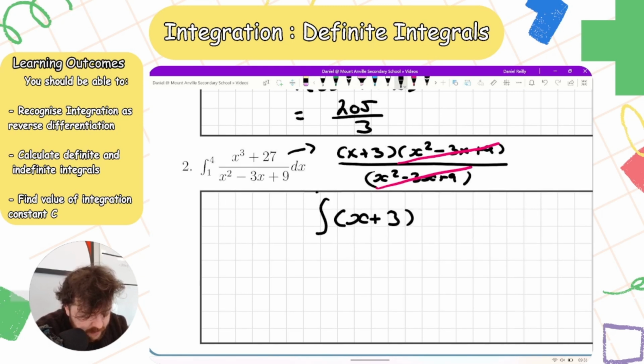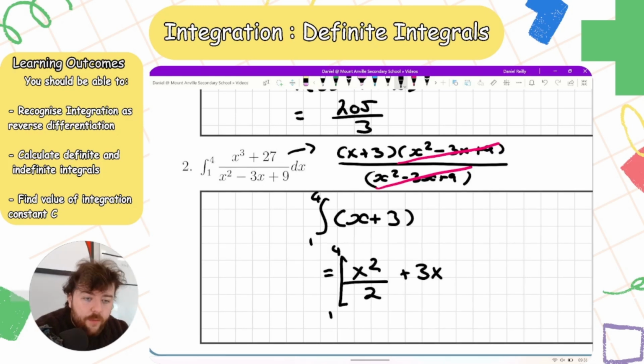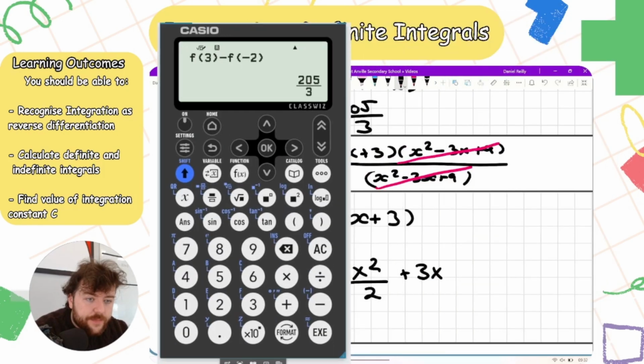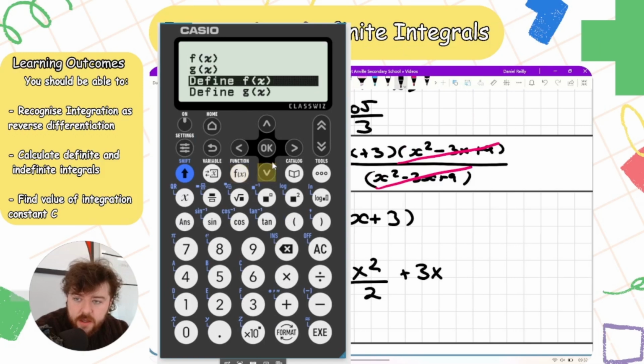So I am integrating x plus 3 between 4 and 1. So that is going to be x squared all over 2 plus 3x between 4 and 1. And I'm going to just open back up my calculator here. So I'm going to define a new function. So I'm just going to delete all this. And so my new function is x squared all over 2 plus 3 times x. Stunning.